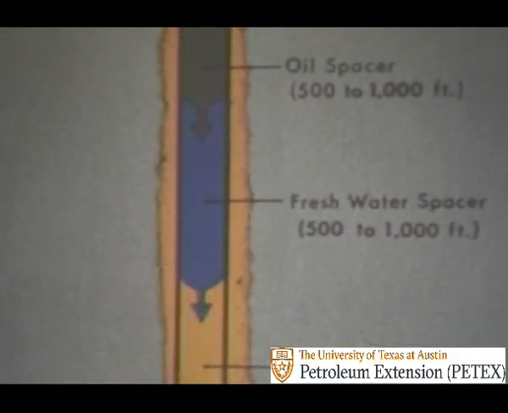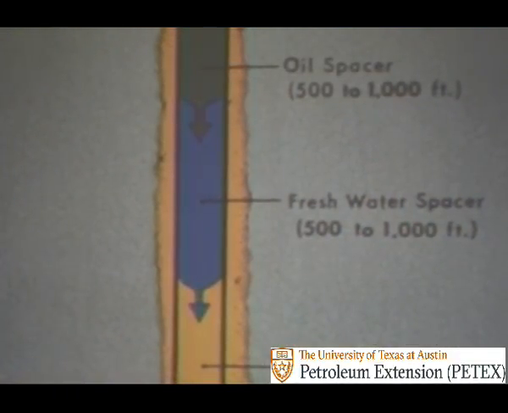To begin the displacement of the water-based mud out of the hole, a freshwater spacer 500 to 1,000 feet long is pumped into the drill stem. This is followed by an oil spacer that is also 500 to 1,000 feet long. These spacers prevent contamination of the water-based mud and of the oil mud. Also, the spacers clean the hole as they are pumped around.